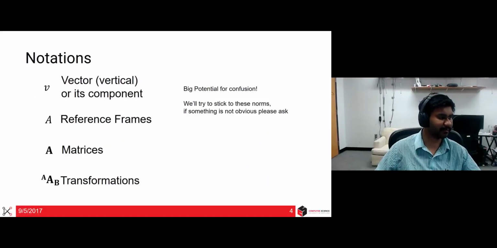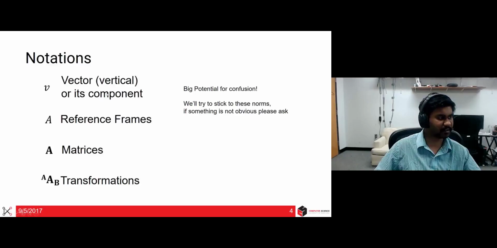These notations are super confusing, so we'll try to stick to some of these norms. And if something is not obvious, please try to ask in class, or please pause the video and look at it and see if that makes sense. Generally you can try to derive things from the context of what something should mean. A general rule of thumb is to look at the sizes of these vectors, which will give you an idea. Okay, let's start with the first one. Any italic small letter will basically denote a vector or its components.